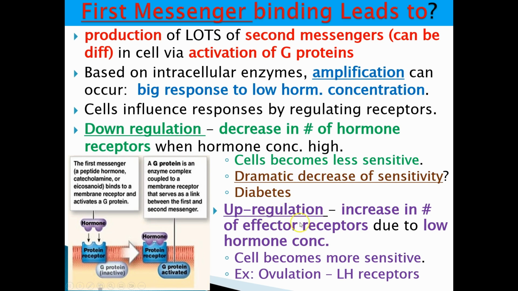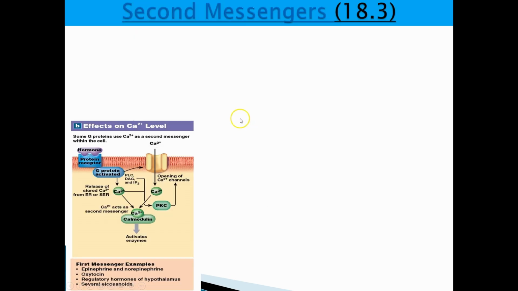Upregulation, of course, is the opposite effect. That's increasing the number of receptors to generate a response. And this happens, of course, during a woman's cycle. Luteinizing hormone receptors increase right around day 14, which stimulates ovulation. So that's an example of upregulation. Now, these are just background information to tell you how the cell itself can respond to things.